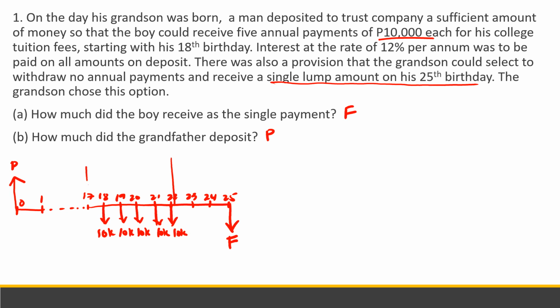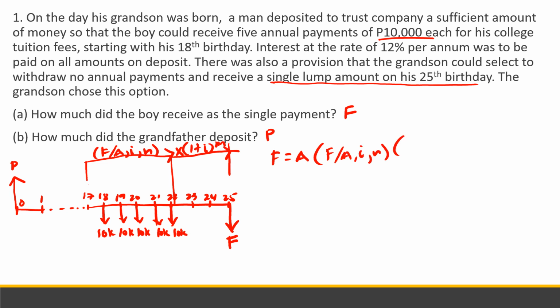So for these 5 years, this is finding the future amount multiplied by n, and then for the 3 years, mag-multiply ulit tayo ng 1 plus I to the power of negative m periods. So multiply natin. So F is equal to A times (1 plus I) to the n, so this is the future amount.